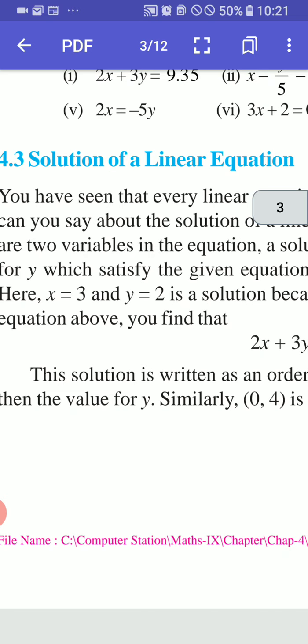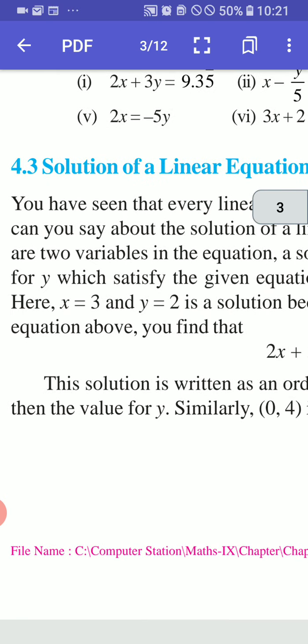Today I will tell you how to find the solution of a linear equation. At first we need to understand what we mean by the solution of a linear equation. The solutions of a linear equation are the corresponding values of the variables which satisfy a given equation. Let us see.